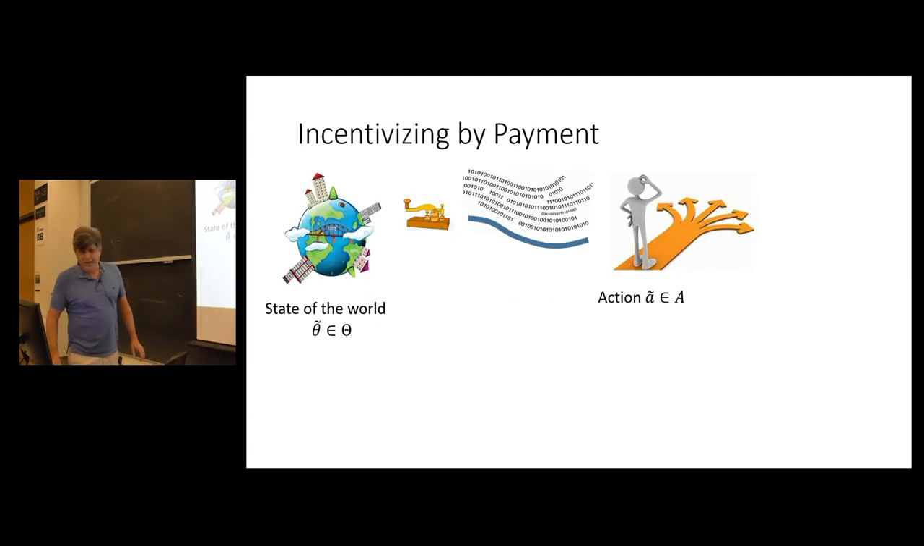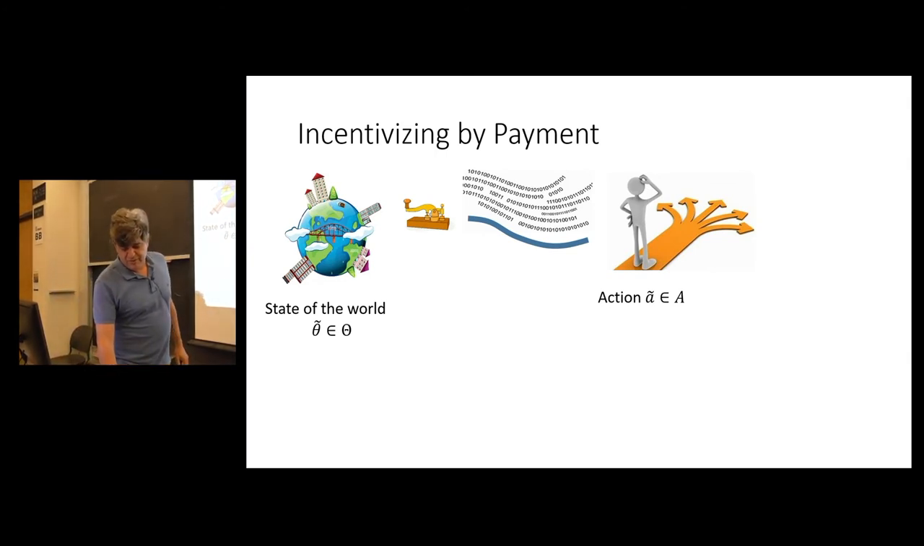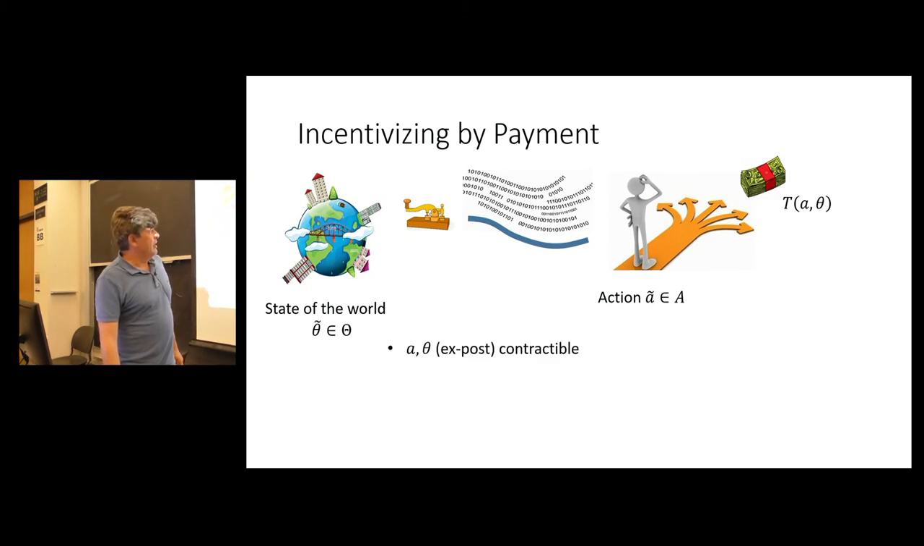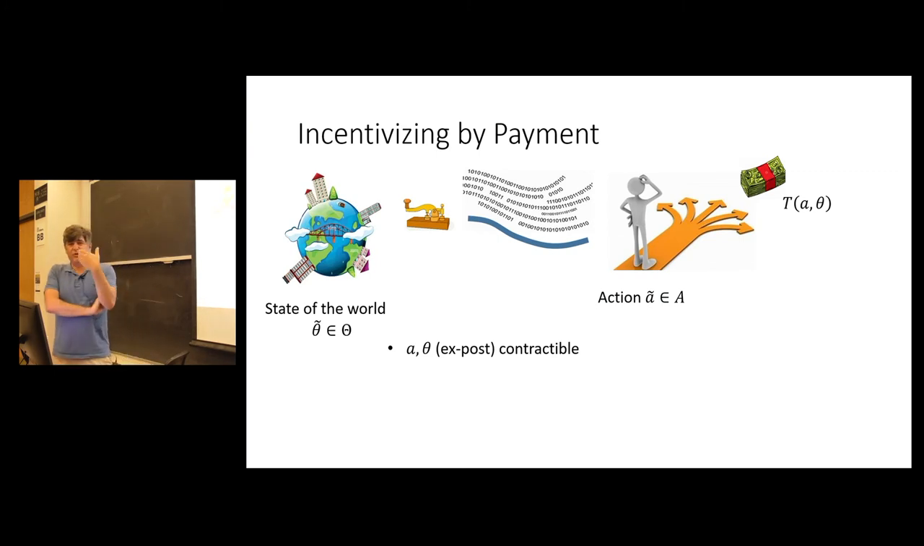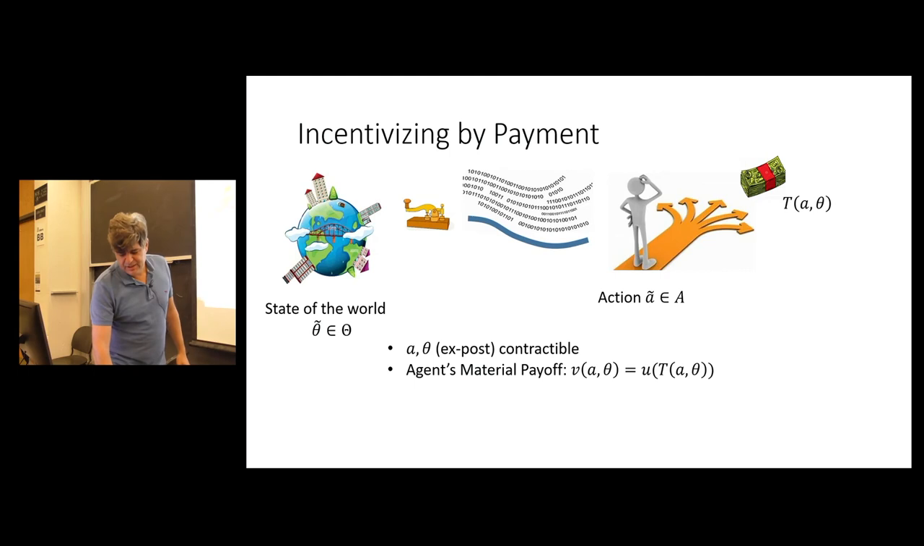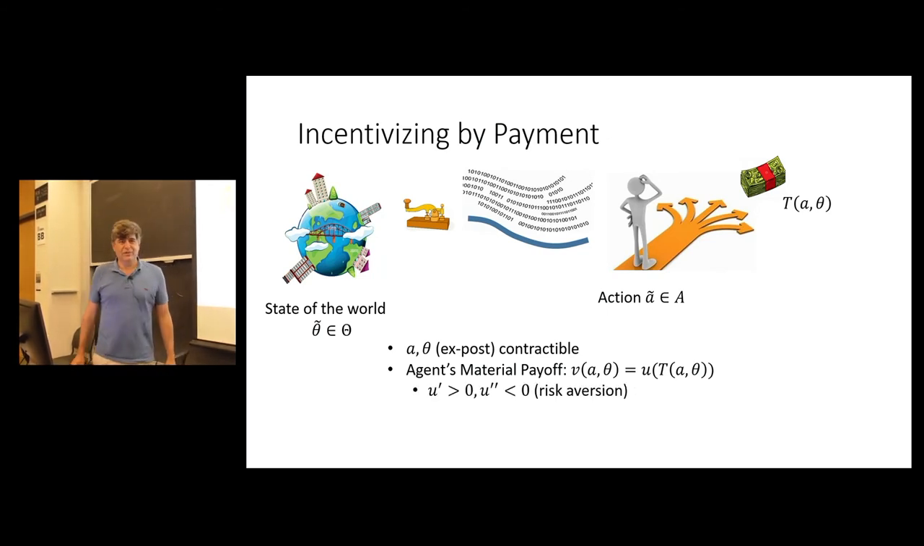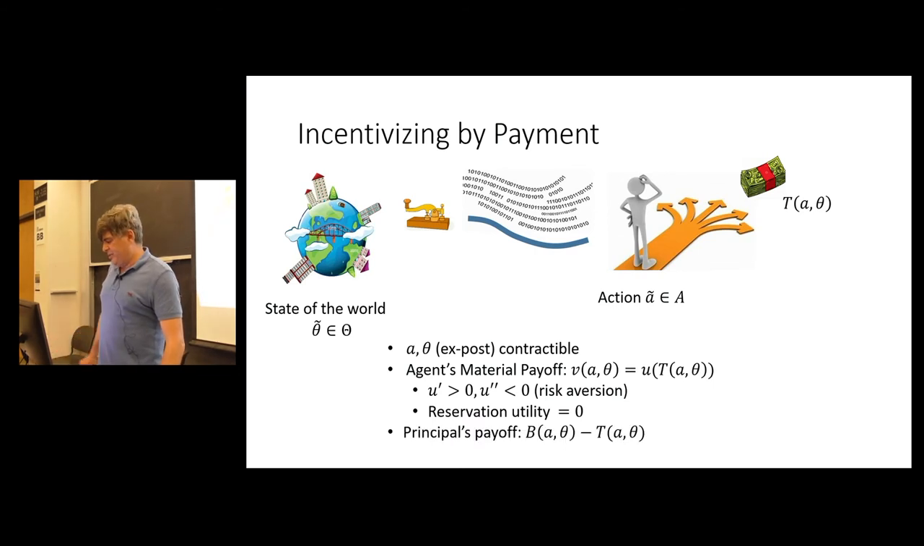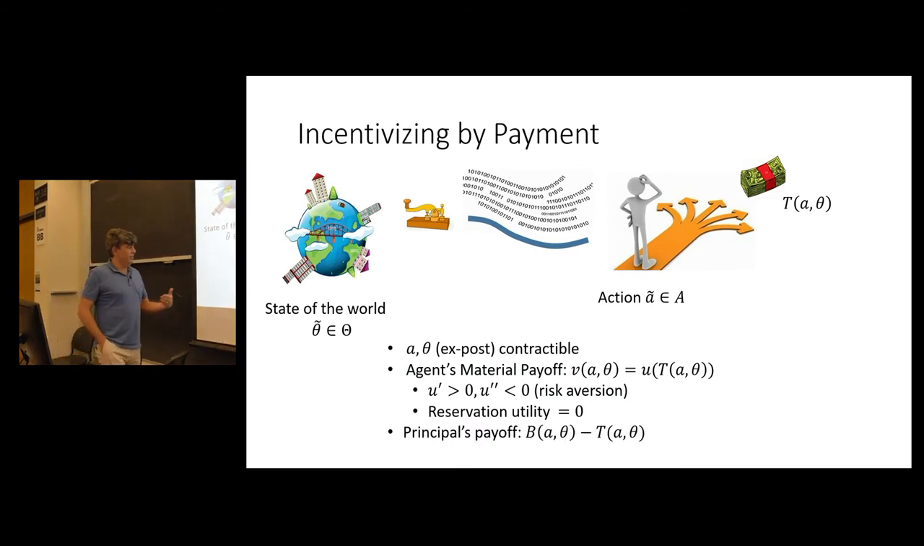Now I want to switch to the incentivizing by payment situation, where the agent can observe the state of the world or pay attention to it, but you can offer him payments to influence his attention. And the payments could be a function of his action and the state of the world, which we assume is observed ex post. So the ground truth is observed in the end. And the agent is assumed to be risk averse. Otherwise, you can implement the first best by just selling him the firm, so to speak. So he has a concave, as usual, Bernoulli utility function, U. And the principal, whose reservation utility is zero, has a profit, benefit, B of A, theta that he cares about.